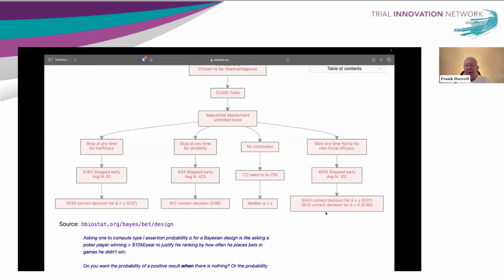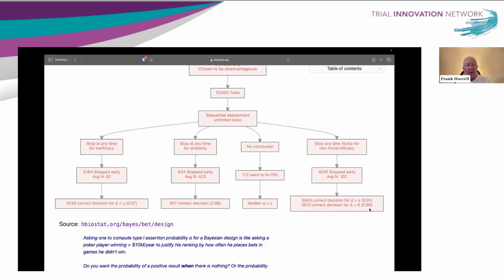Thinking of your denominator is now all the trials in which you concluded a non-trivial efficacy. So your denominator is 4010. Of those 4010, how many of those was your conclusion of efficacy correct? So that was correct in 3,913 times. So out of 4010 that we stopped early for efficacy, almost all of those, we made the correct decision. Our accuracy is 98% accurate. That's just a fantastic operating characteristic.